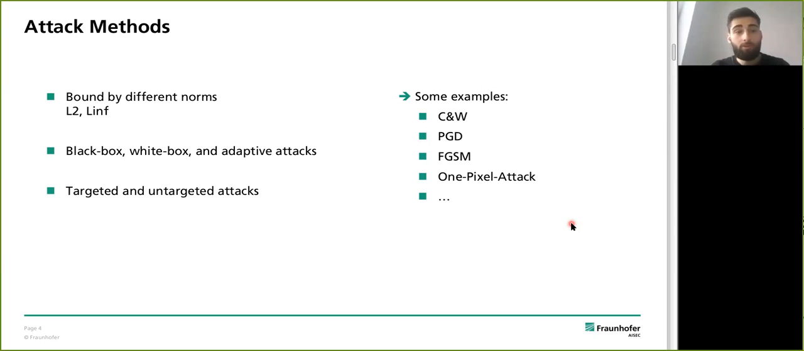So let's talk a little bit about the attack methods. They are usually bound by different norms, by the L2 and by the L-infinity norm, to measure the distance between the benign and the adversarial example. This ensures that during the attack, the adversarial examples are really close to the original inputs and that the perturbations which are added to the original inputs are really human imperceptible.